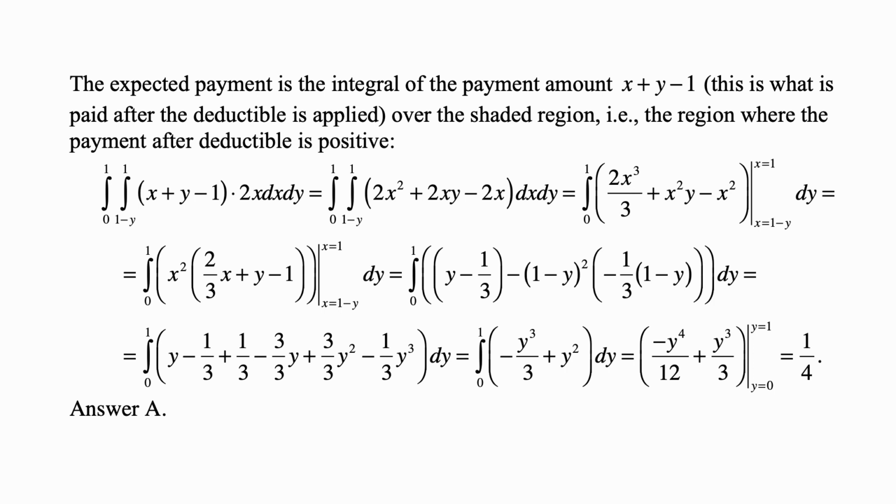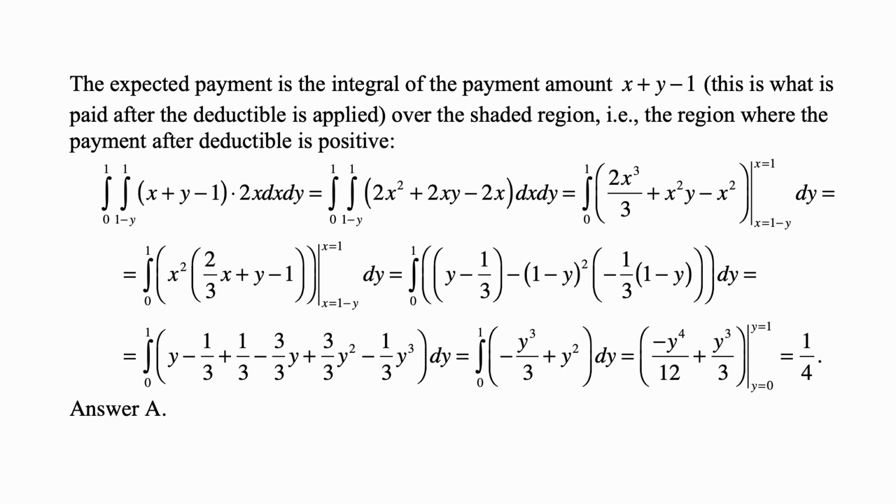That expression that we had there, 2x cubed over 3 plus x squared y minus x squared, can also be written as x squared times (2/3 x plus y minus 1). And we evaluate it again from x equal to 1 minus y to x equal to 1. When x equals 1, x squared is 1, 2/3 x is just 2/3. So this whole thing becomes y minus 1/3.